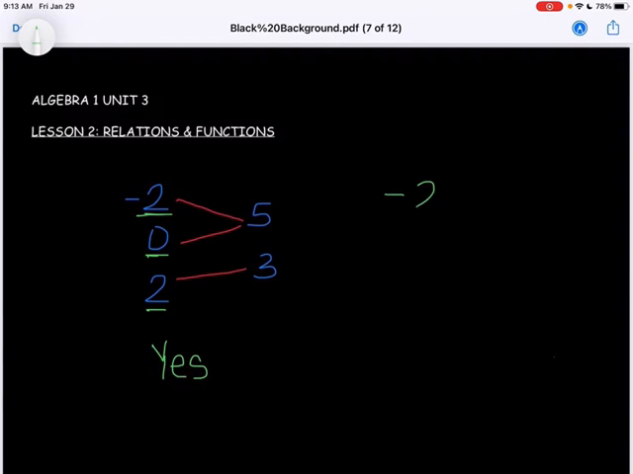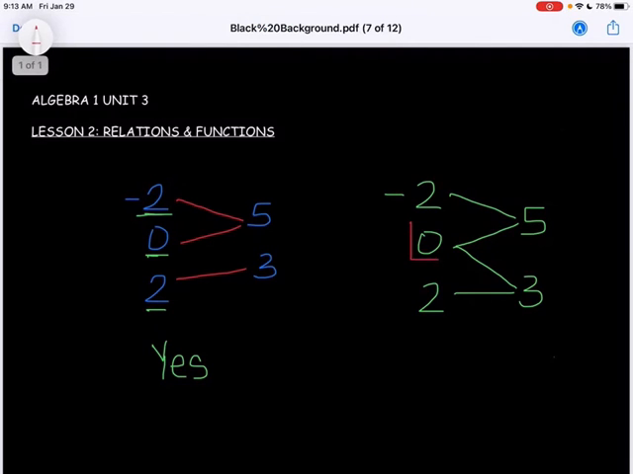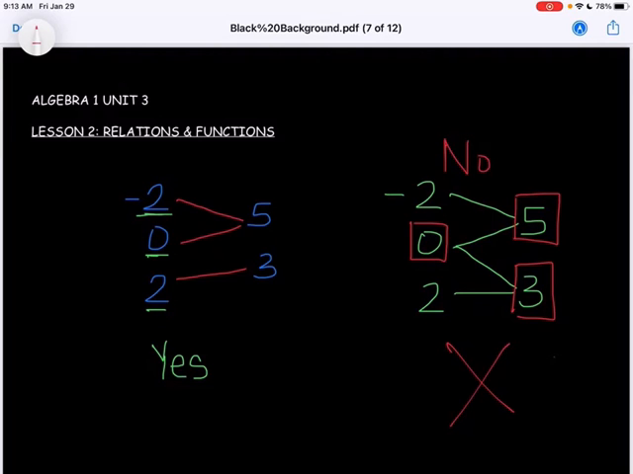But let's say we had pretty much the same thing. And let's say we had 2 goes to 5, 0 goes to 5, 0 also goes to 3, and 2 goes to 3. This one is not going to be a function because this x right here has 2 different y values that it goes to. So that is not a function.